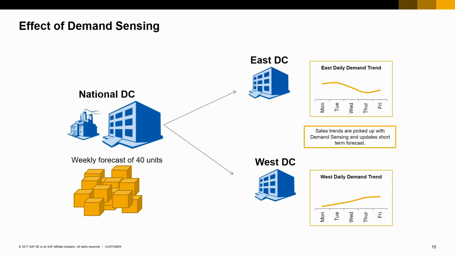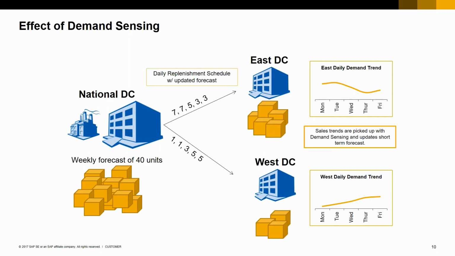And so if I pick up these trends in demand sensing and I update the short-term forecast, what I may get is demand that drives a different replenishment schedule. So as you see here, the 40 units may be the same. We may or may not adjust that. But even if it does stay the same, I'm going to basically have demand that is different at the two DCs, and I'm going to be ending up deploying out to that forecast in a different manner, right? So I'll do more to the East DC early in the week, less to the West DC early in the week, and vice versa as we go through the week, right?